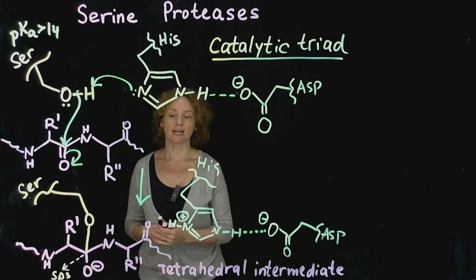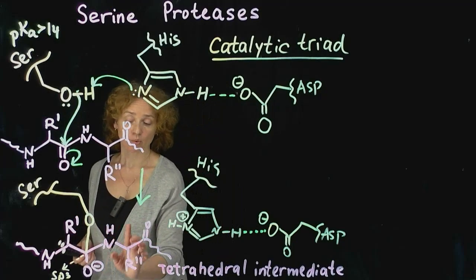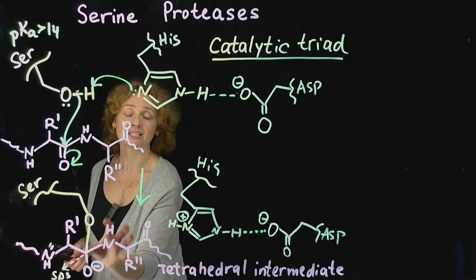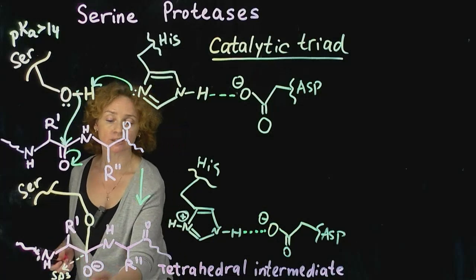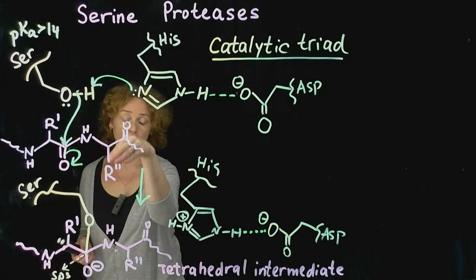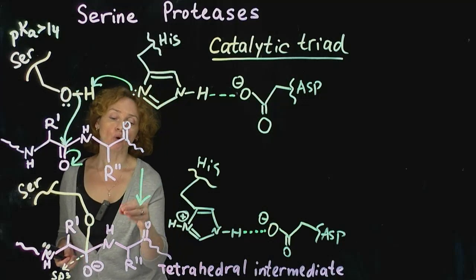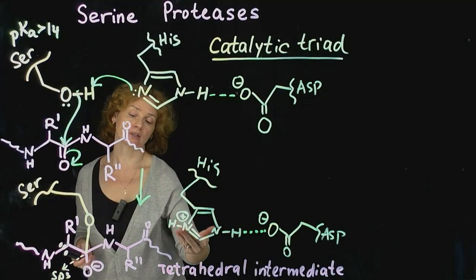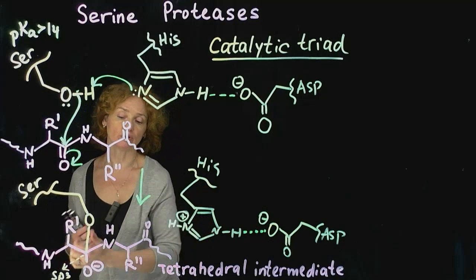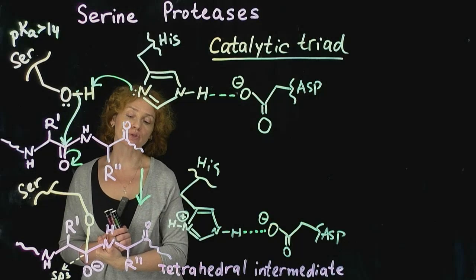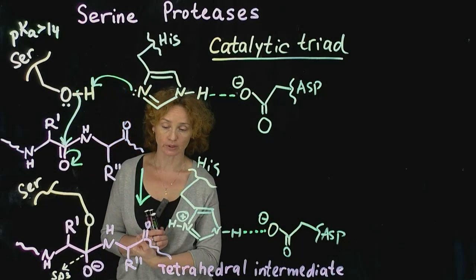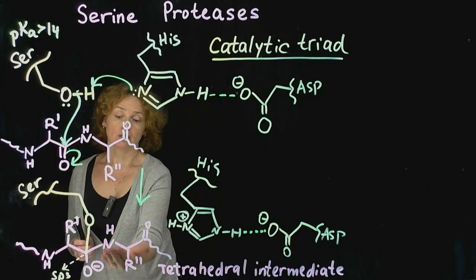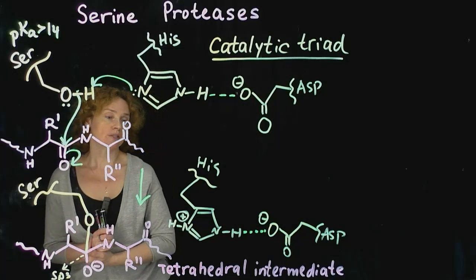So what happens next? Another thing I wanted to mention is that this is also called an oxyanion, and of course it is stabilized in the active site of the enzyme because this negatively charged oxygen is in the so-called oxyanion hole, which has two NH groups available to hydrogen bond the negatively charged oxygen, and those NH groups are from the backbone of the enzyme. And so the tetrahedral intermediate is stabilized.